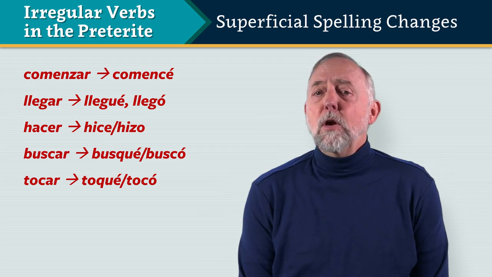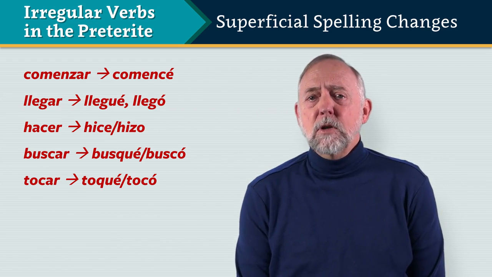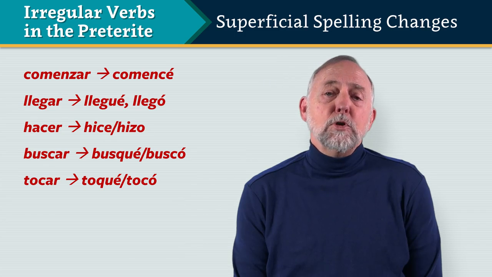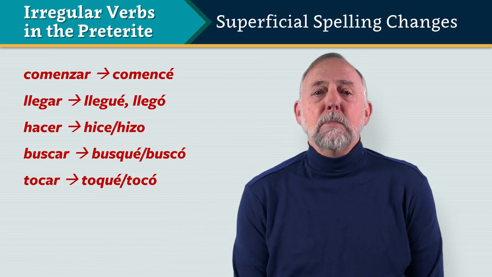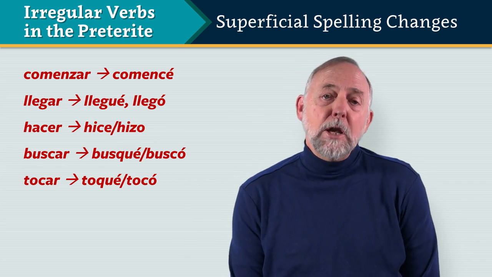The verb hacer, we've already talked about, where the C has to switch to a Z for hizo. And buscar, in the first person, it's busqué, spelled Q-U-E. And finally, tocar, to touch or to play an instrument. Toqué, spelled Q-U-E.